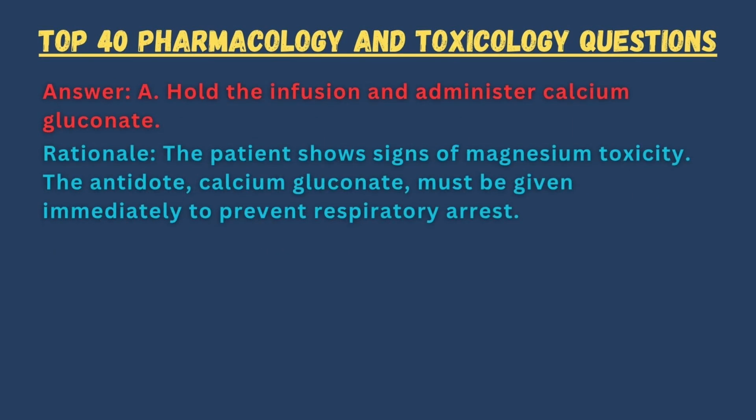Answer. A. Hold the infusion and administer calcium gluconate. Rationale. The patient shows signs of magnesium toxicity. The antidote, calcium gluconate, must be given immediately to prevent respiratory arrest.